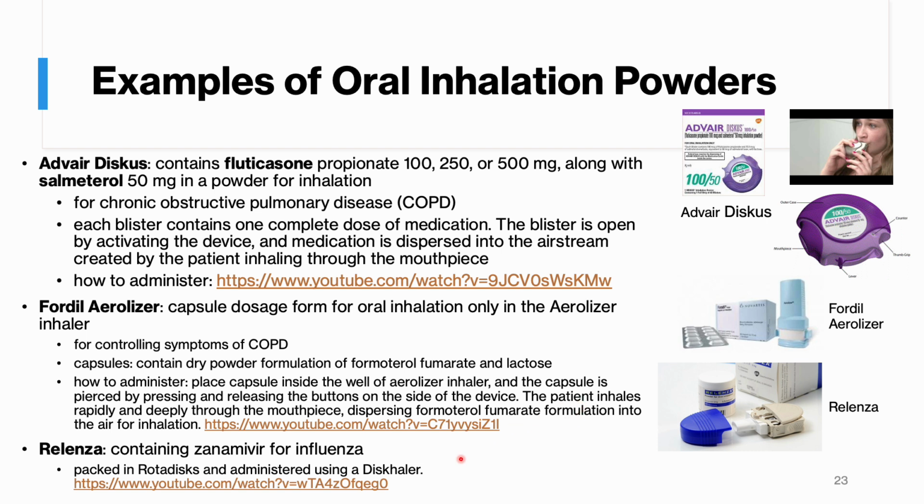Another example of an oral inhalation powder is Relenza. It contains zanamivir for influenza. This one is packed in a Rotadisk and administered using an inhaler. It's pretty similar to the Advair Discus. The link here will lead you to the video of instruction on how to use the product.